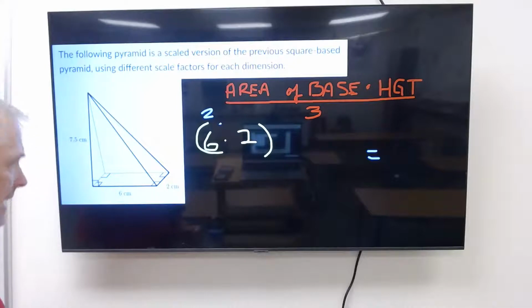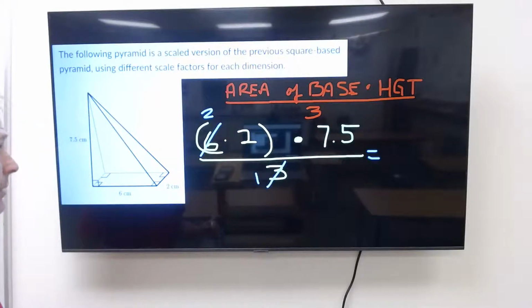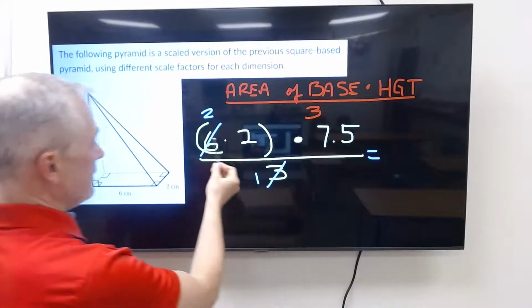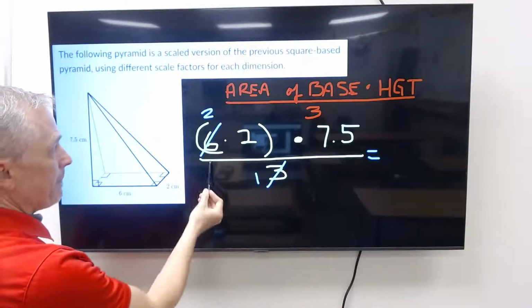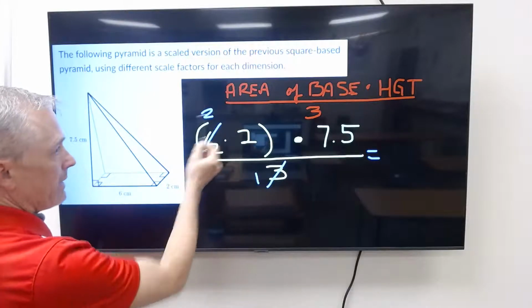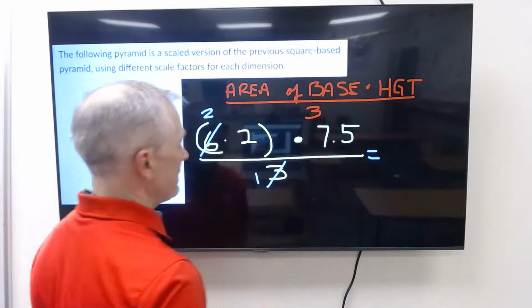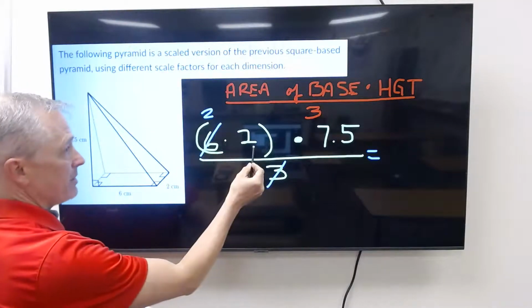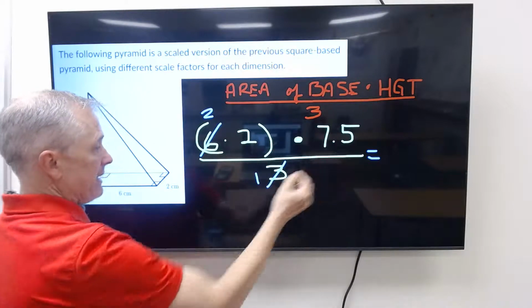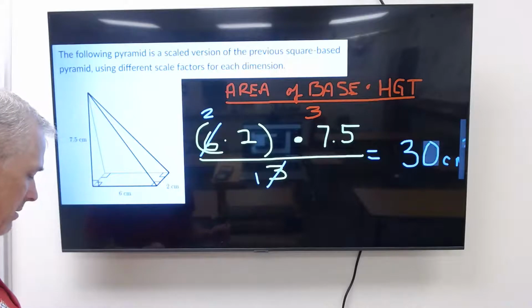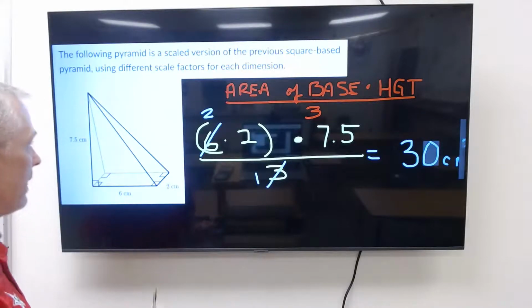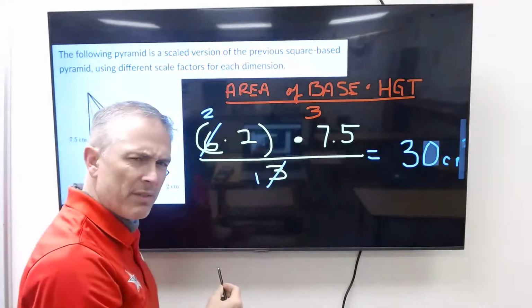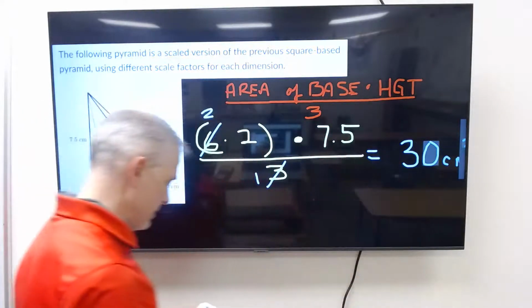All right, it's weird. What I'm going to do is kind of remove that. There we go. And what we end up getting here is we're able to take the 3, cancel out with the 6, and get a 1 and a 2. So I end up with 2 times 7.5. So the area of the base, 6 times 2, times the height, which is 7.5, is going to be 15. Oh, I forgot about that 2 as well. 2 times 7.5 is 15. Oh, and another 2 gives us 30 centimeters cubed.